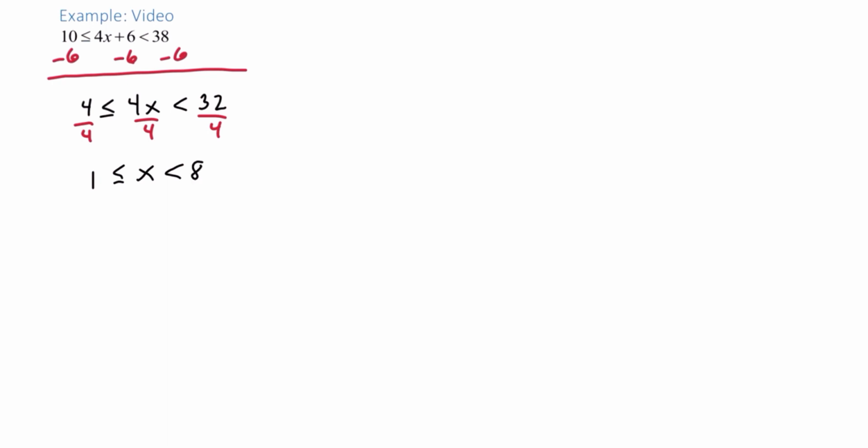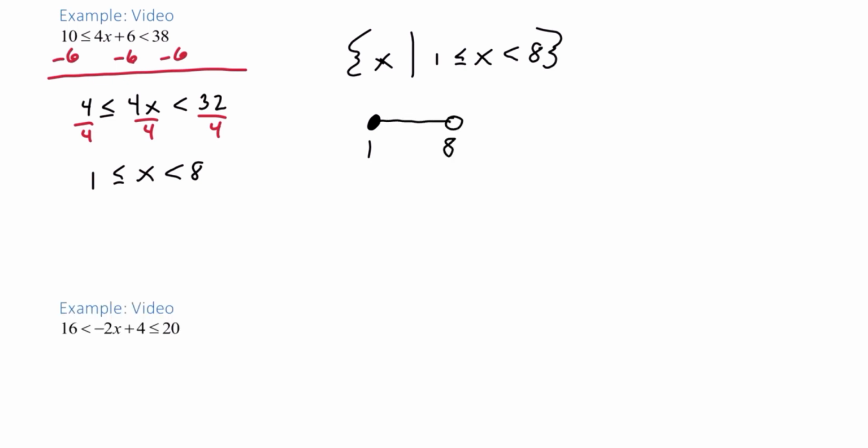Once we've isolated x, we're done. Writing this as a set, all x such that 1 is less than or equal to x is less than 8. As a graph, we would fill in the 1 because we have equality there. And then we'll go up to 8, but we are not going to include the 8.